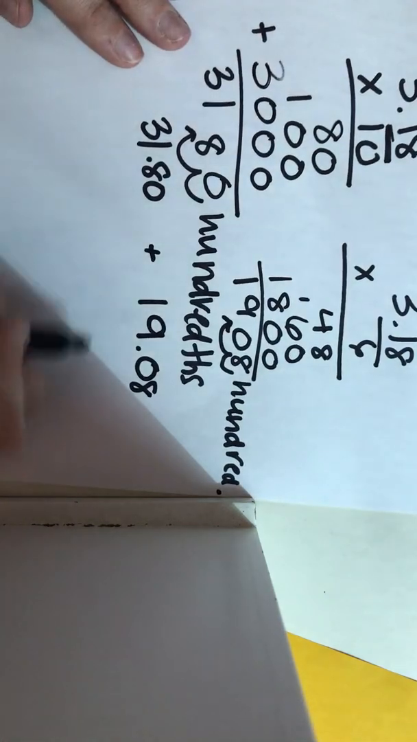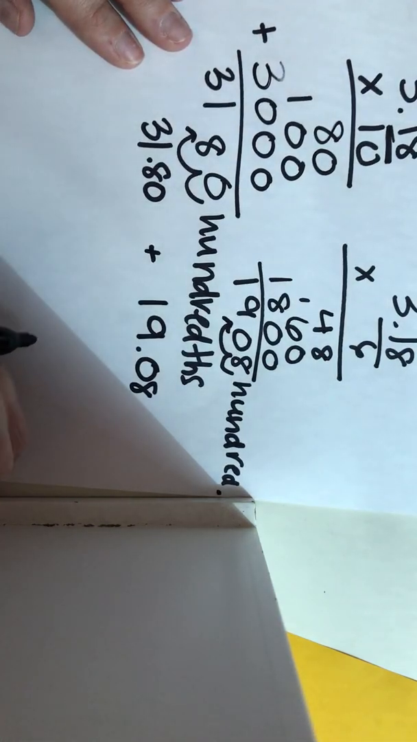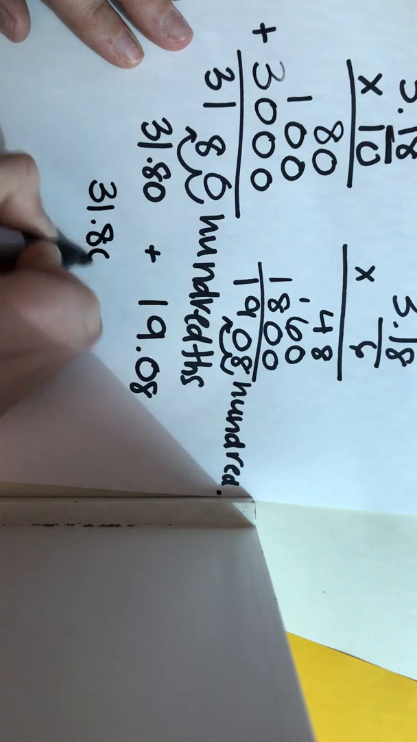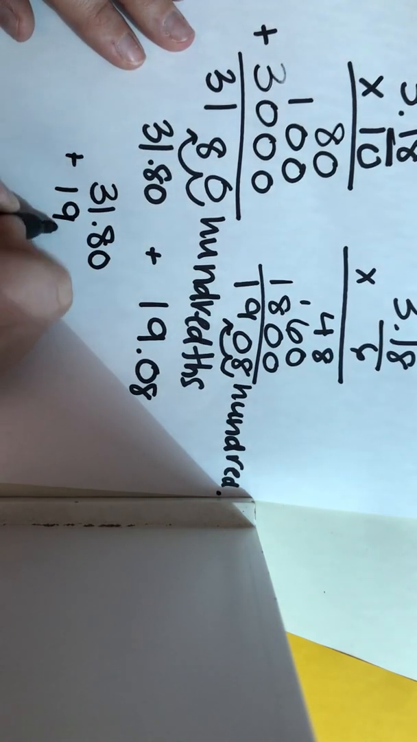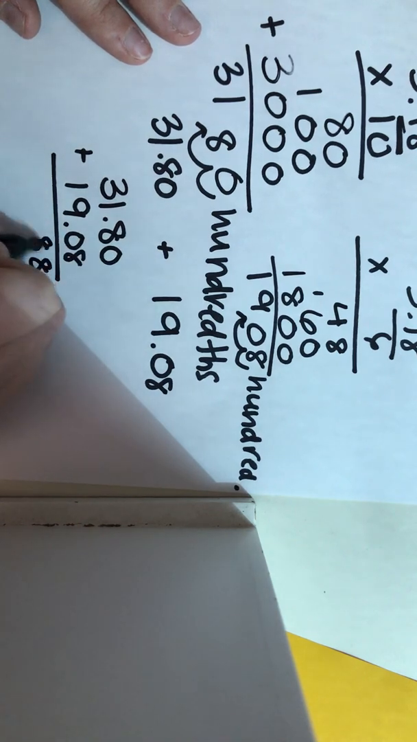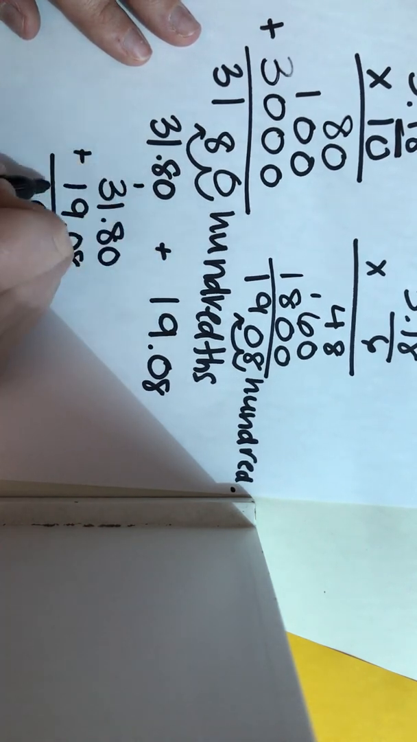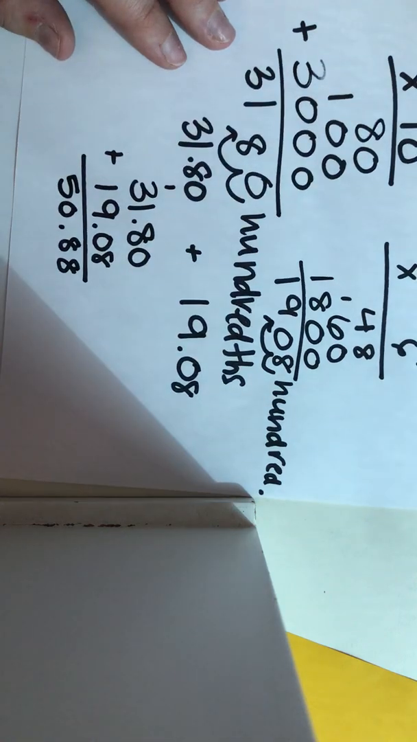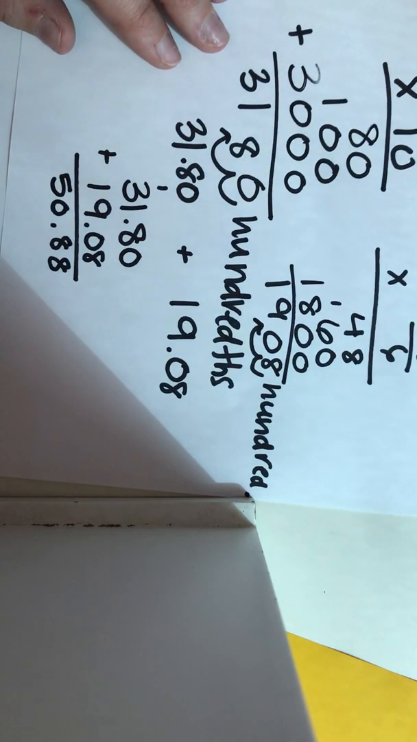Now we're going to take those two and we're going to add them together. And we're going to do 31 and 80 hundredths plus 19 and 8 hundredths. We get 50 and 88 hundredths as our answer.